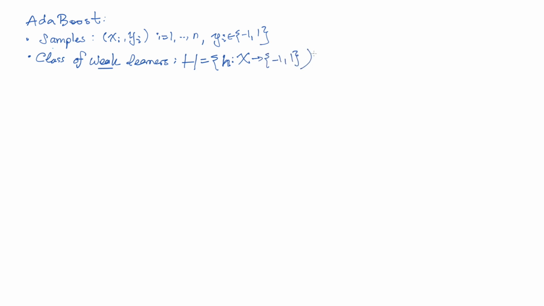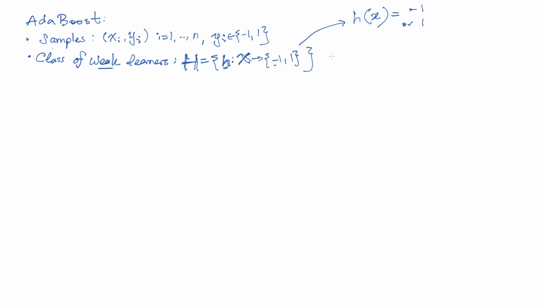Okay, so what this means is that h is a function that takes an input value x, like our x sample here, and it predicts a number, either -1 or 1. So this is a function that maps from the input space to the label space -1 or 1. And big H is just a collection of all these kinds of functions.